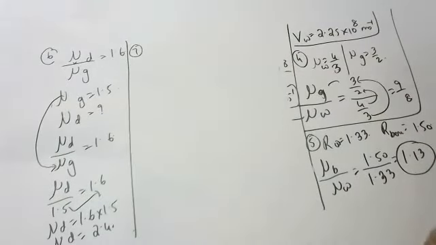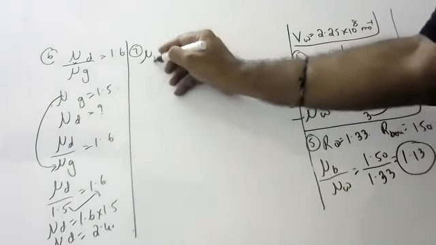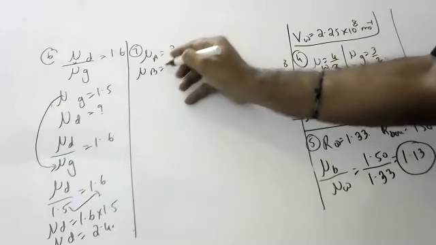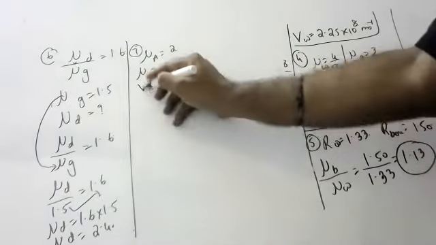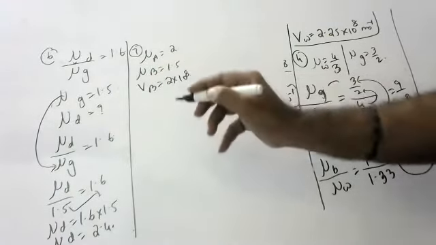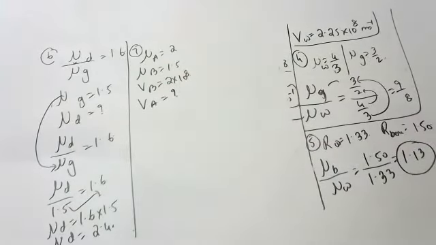Okay, children, one more. The absolute refractive indices of two media, children. Refractive index of A is 2. Refractive index of B is 1.5. If the speed of light in B is 2 into 10 to the power of 8, calculate the speed of light in A. Superb question, children. It tests your knowledge.